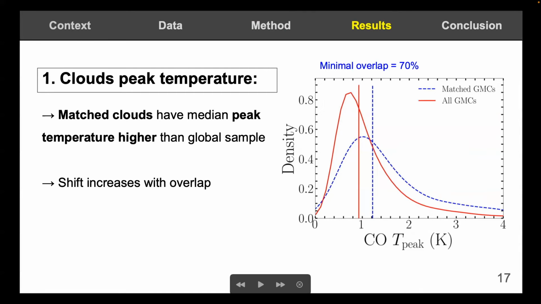And also this shift increases with the minimal overlap. So when we consider more and more spatially coincident H2 regions and clouds, the cloud peak temperature gets higher.